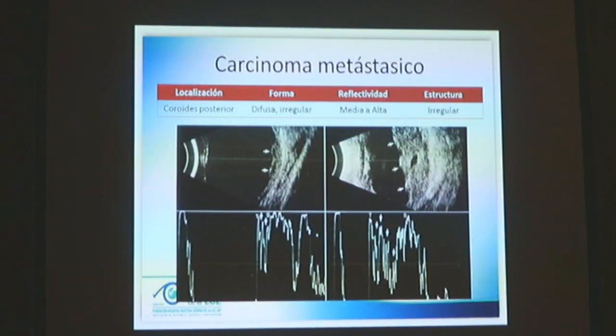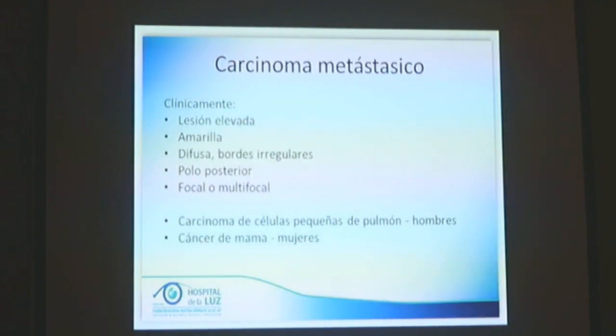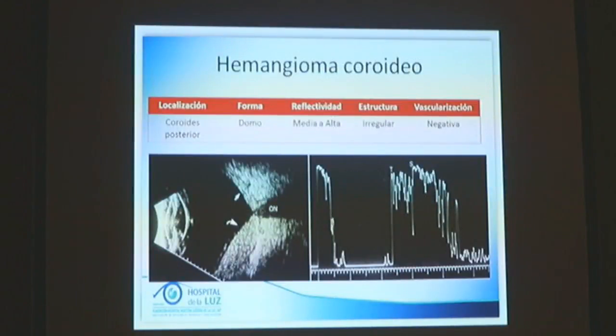En el metastásico, si se dan cuenta, las lesiones pueden llegar a bajar por debajo de la línea media. Nunca llegan a la línea base, pero sí por debajo de la línea media. A diferencia de los hemangiomas coroideos, nunca bajan o nunca pasan la línea media. Siempre son reflectividades altas consecutivas.